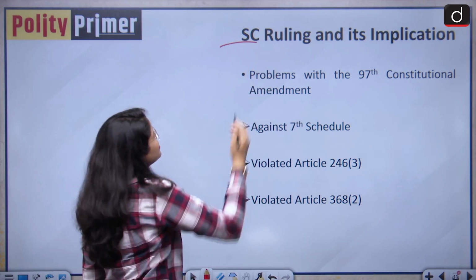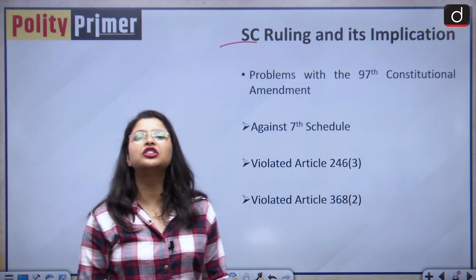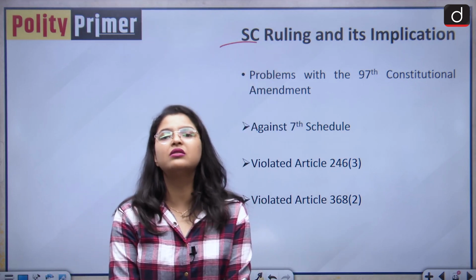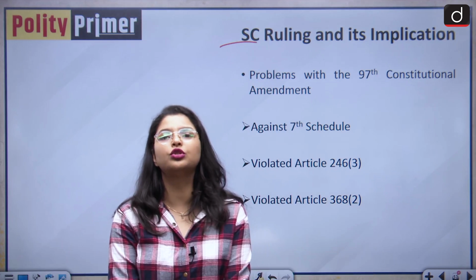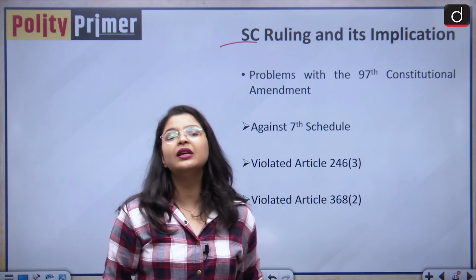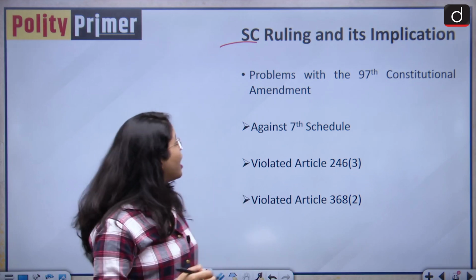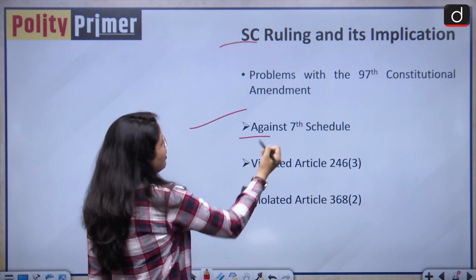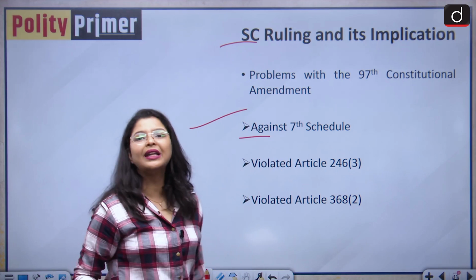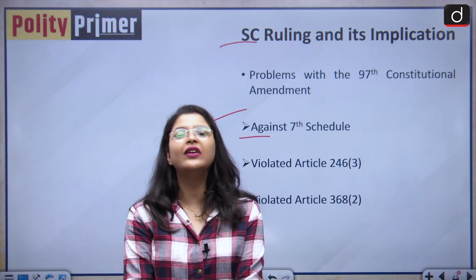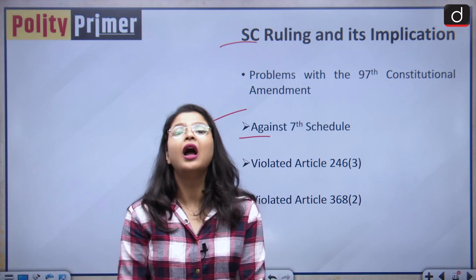Moving forward, let us examine the recent Supreme Court ruling and its implications on Part 9B that was inserted by the 97th Constitutional Amendment Act. So basically, before the Honorable Supreme Court, it was argued that the 97th Amendment Act is against the 7th Schedule of the Indian Constitution. How?